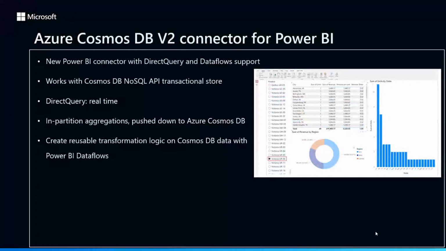These queries now support aggregations. Aggregations are pushed down to Cosmos DB, but for now, only in-partition aggregations, meaning that you have to provide a partition key to be able to send the aggregation down to Cosmos DB. And we'll show you how to do it in the demo in a few slides. Also, it's interesting because you can create transformations in your queries and enable Power BI data flows with these transformations and share the curated information across your organization.